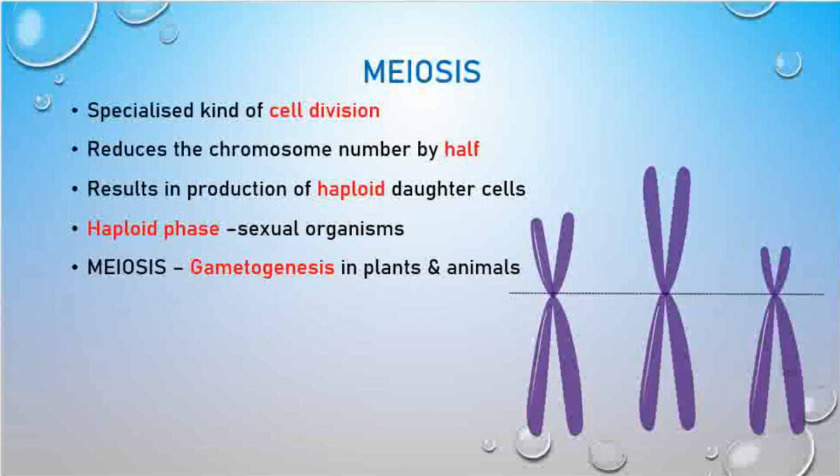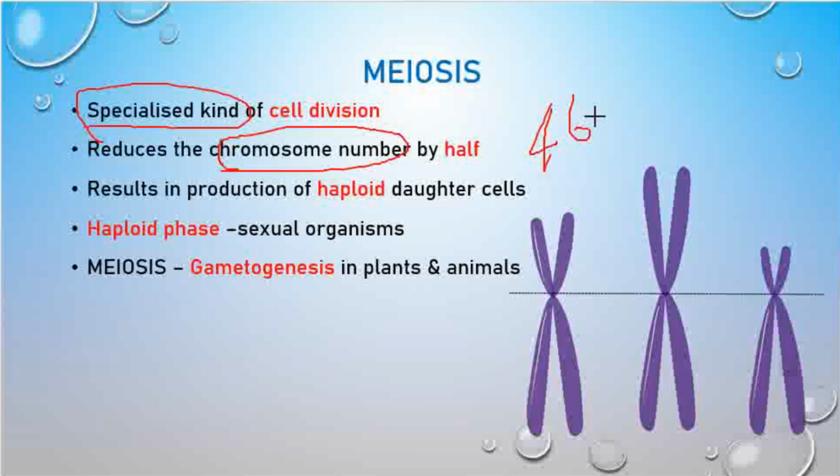Come, let's see about this meiotic type of cell division. It's a cell division only, but here it is a special kind of cell division, and here the chromosome number gets half. You all know we have 46 chromosomes, 23 pairs of chromosomes; it gets half in this case.